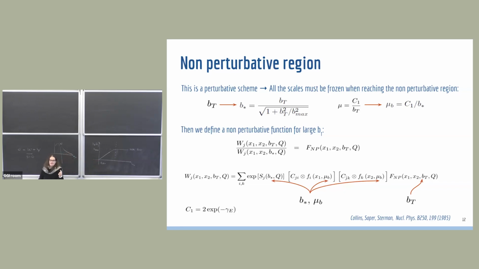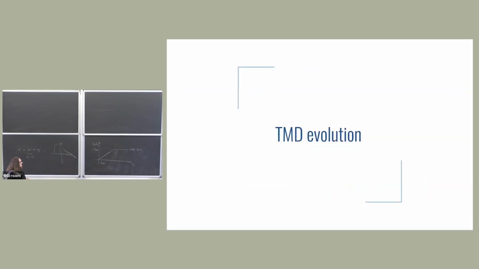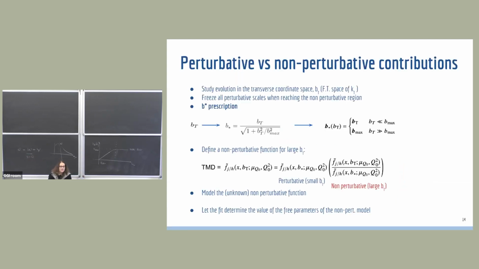We work at the level of the kinematic variable bT, or in the conjugate space, bT, okay? Now, as I told you, this scheme works and helps you to factorize the full cross-section. This is something that was done many, many years ago. Nowadays, we prefer to work with a factorization at the level of TMDs, okay?